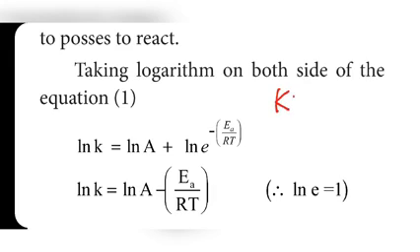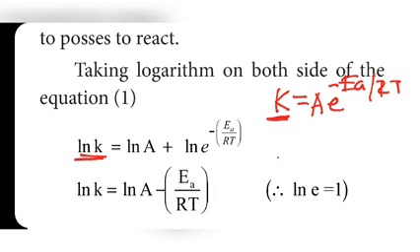K is equal to A e power minus Ea by RT. This is the first equation. Take logarithm on both sides. If you take log for this K, we will get log K. We can pronounce it ln K. Ln K means log base e.